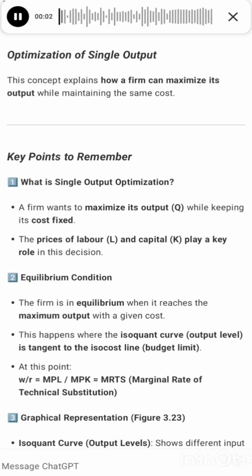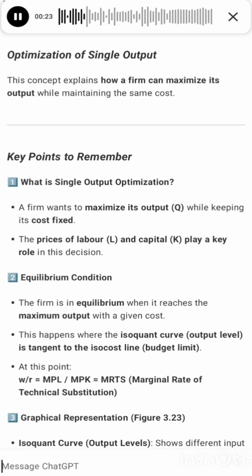Single output optimization. This concept explains how a firm can maximize its output while maintaining the same cost. Key points to remember. 1. What is single output optimization? A firm wants to maximize its output, Q, while keeping its cost fixed. The prices of labor, L, and capital, K, play a key role in this decision.